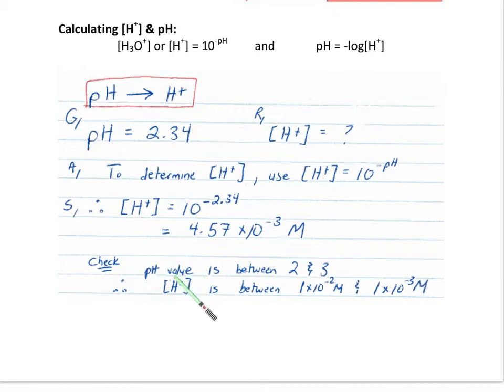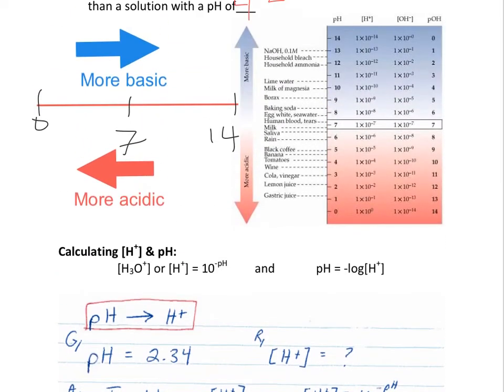Now our check here is probably the most important part. And the check says that the pH value is in between 2 and 3. And so what that tells us is that the concentration of H plus should be in between 1 times 10 to the minus 2 and 1 times 10 to the minus 3. Because you remember from the diagram up above that when we have a pH of 2, that corresponds to an H plus value of 1 times 10 to the minus 2, and a pH of 3 corresponds to an H plus value of 1 times 10 to the minus 3. And so the pH of 2.34 is somewhere in here, which should be in between these two values.